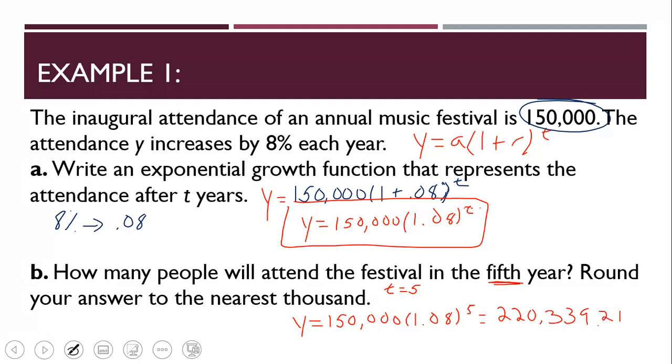220,339.21. Now, keep in mind, we're talking about how many people, and it says round your answer to the nearest 1,000. So if we round that to the nearest 1,000, that's just going to be approximately 220,000 people.